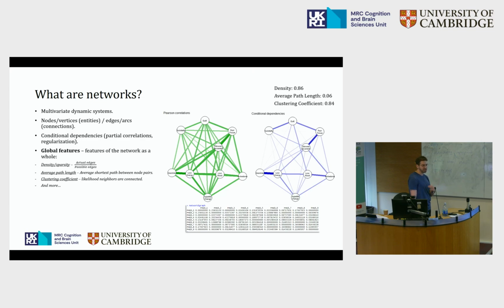what is the shortest way to get from each point of the network to the other, the clustering coefficient, the probability of neighbors of a specific node to be connected themselves. And we have many other global features that we would be interested in. And the local features, the most important of them, or the most popular of them, are usually centrality measures that I will touch on later in this talk.